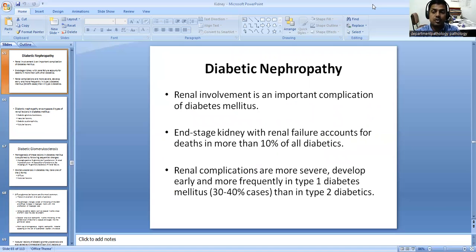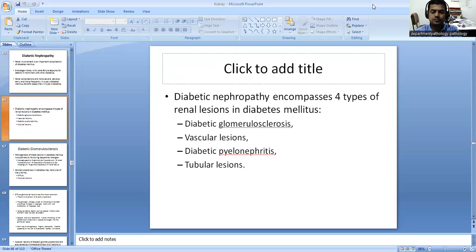Diabetic nephropathy, very important. Renal involvement is an important complication of diabetes mellitus. End-stage kidney with renal failure accounts for deaths in more than 10% of all diabetics. Renal complications are more severe, develop early and more frequently in type 1 diabetes, approximately 30 to 40% of the cases, than in type 2 diabetes.